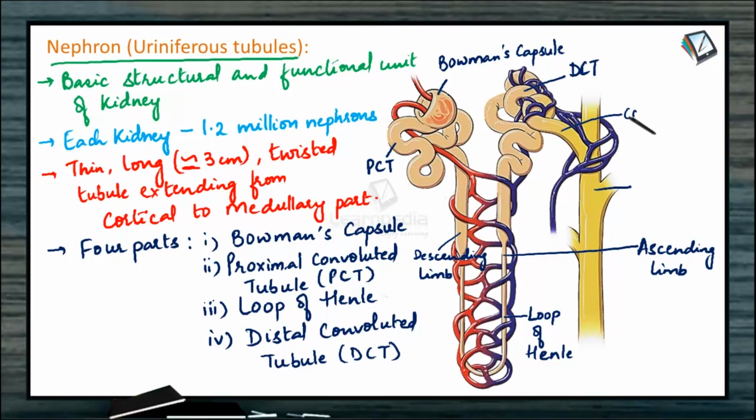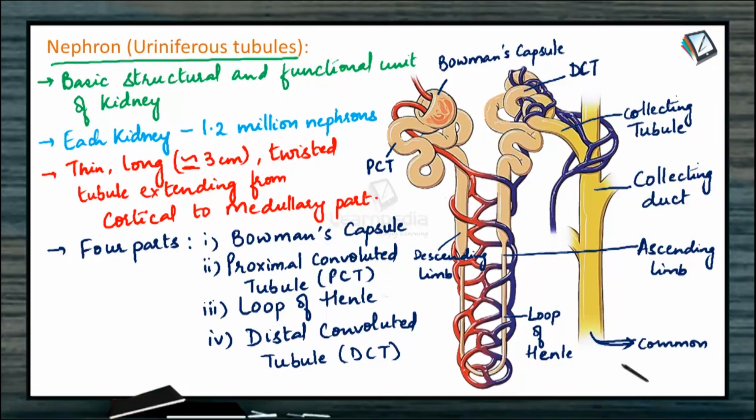The distal convoluted tubule opens into the collecting tubule, and the collecting tubule further opens into the collecting duct. Many collecting ducts converge and form the common duct of Bellini, which opens at the renal pyramid. So these are the parts of the nephron.